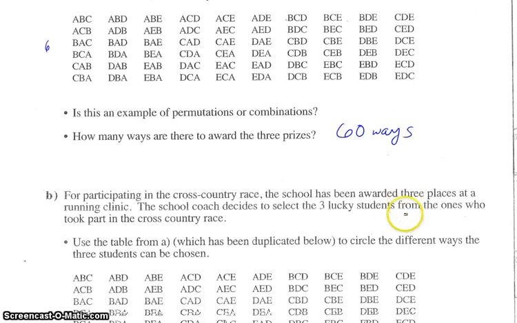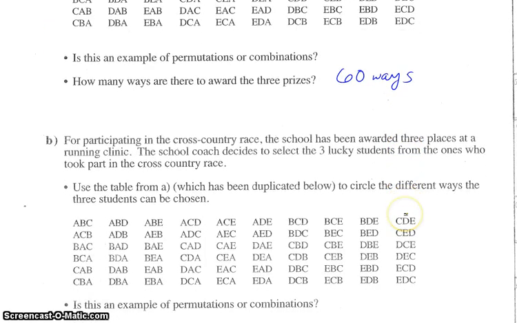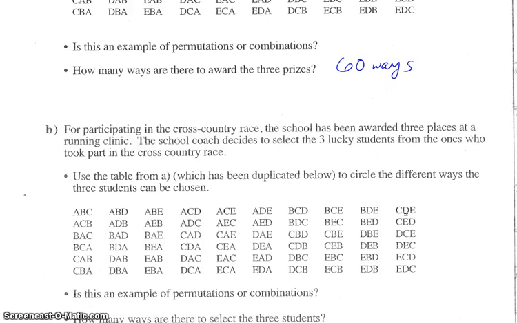Now let's look at the second situation. Just for participating in the cross-country race, the school has been awarded 3 places at a running clinic. So the school coach decides to select 3 lucky students from the 5 students who took part in the cross-country race. And so we're using the same table, right? But the order doesn't matter. If he says Al, Byron, and Colin, you're going to the running clinic, it didn't matter whether he said Colin, Byron, or Al, right?